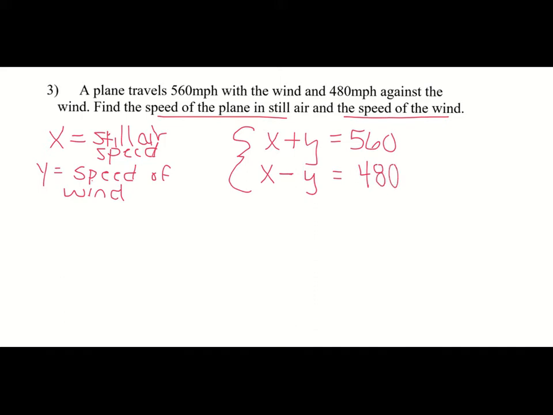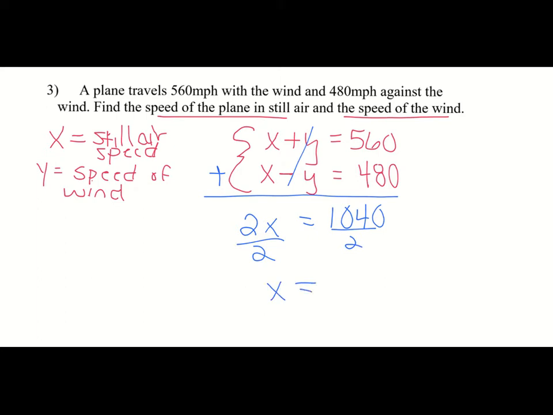Again, this one is perfect for elimination, because if we add it together, those y's cancel out. So we have 2x is equal to 1,040. Divide both sides by 2. So x is going to equal 520, and that will be the still air speed, so 520 miles per hour, and that is in the still air, so if there's no wind resistance.